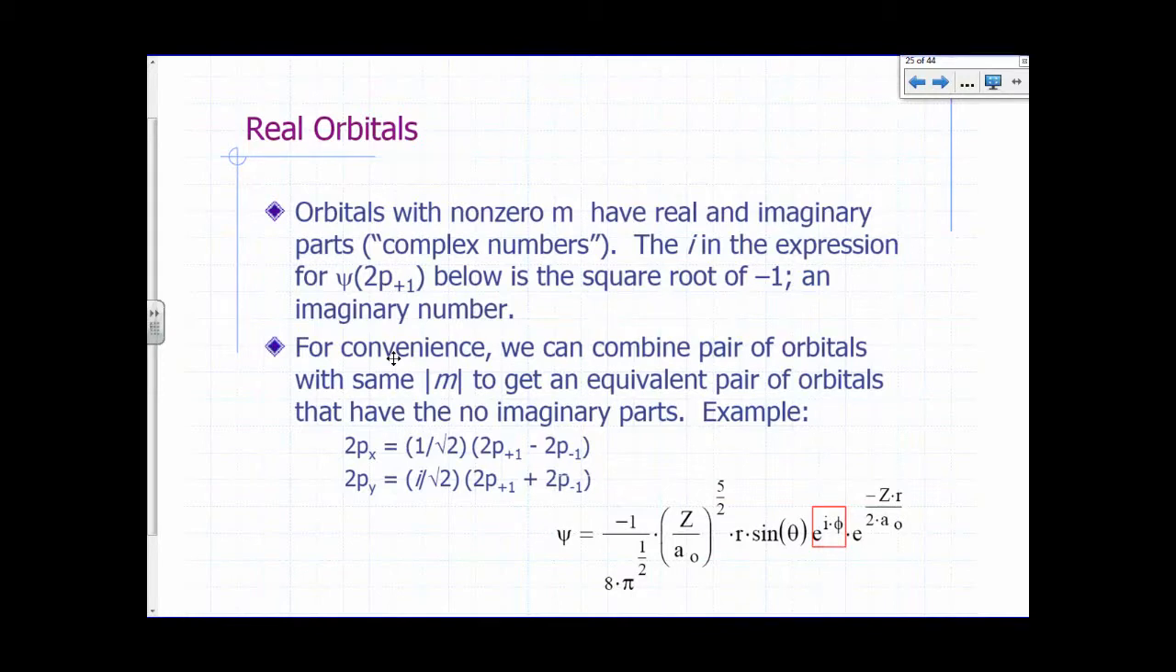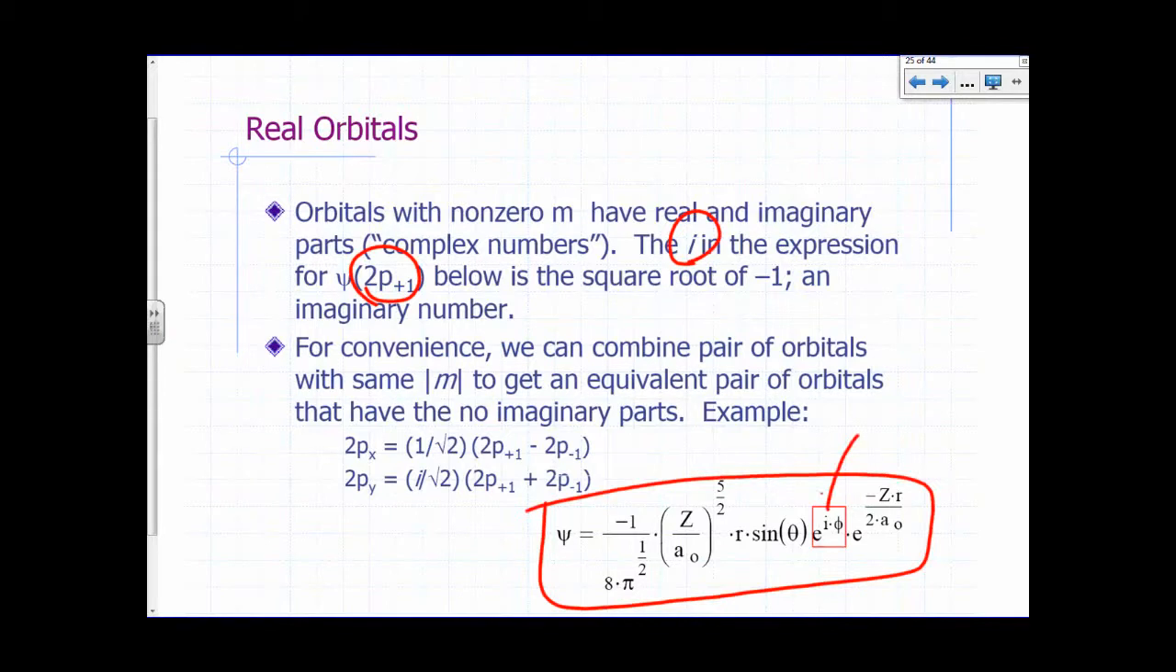Okay? The problem with the 2p plus 1 and 2p negative 1 orbitals is that when you write out the function itself, there's an imaginary number that shows up in the expression for psi. So in this expression down here, for example, for 2p plus 1, this i right here, that's the square root of negative 1. That's kind of hard for us to visualize.